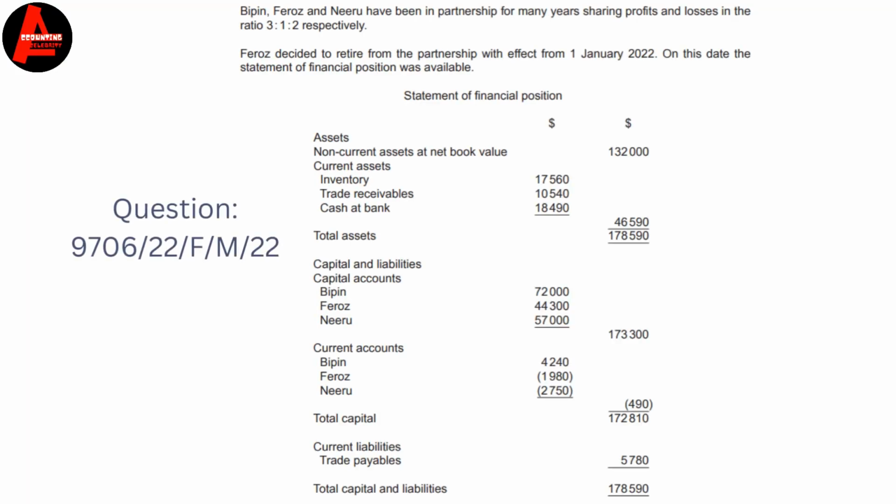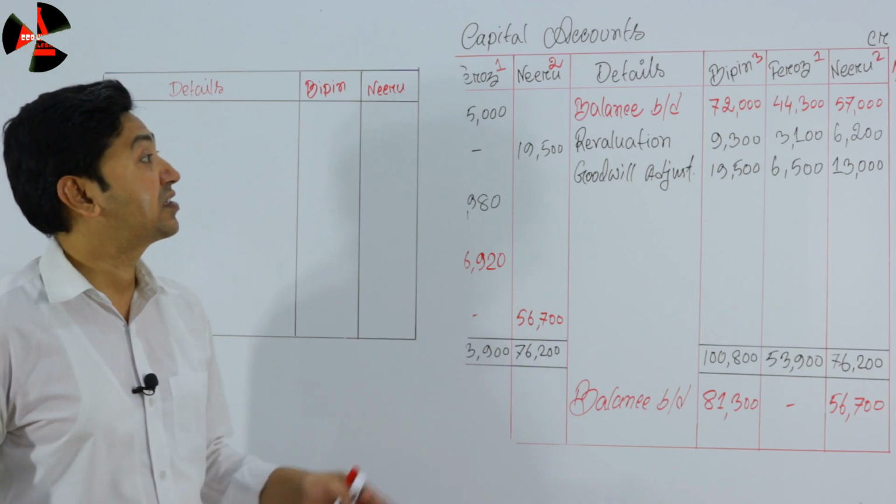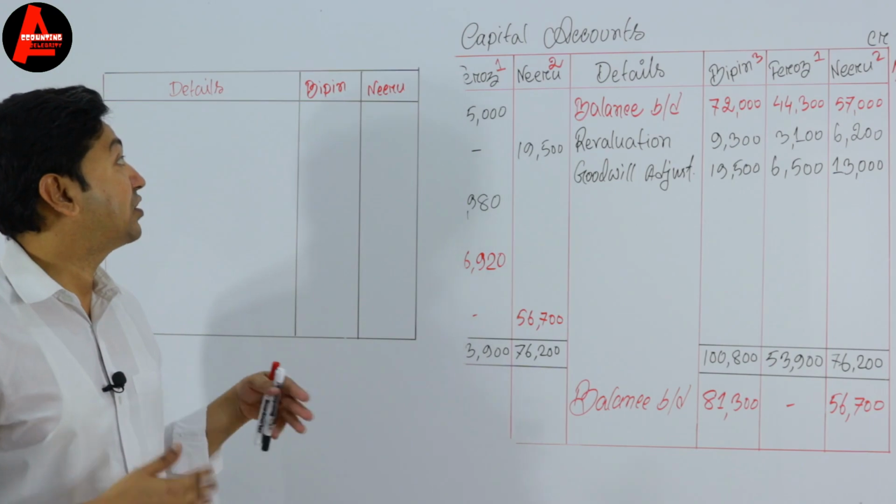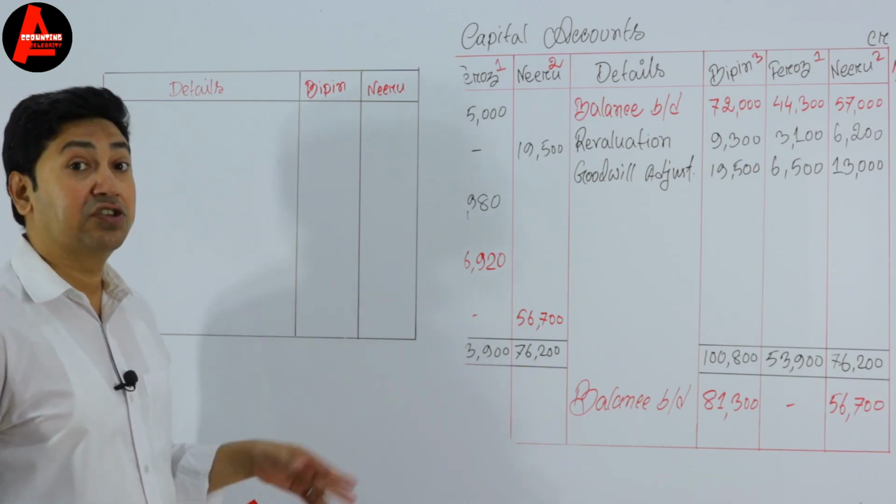So here we see Bipin, Feroz and Neeru have been in partnership for many years, sharing profit and losses in the ratio of 3:1:2 respectively. Feroz decided to retire from the partnership with effect from 1st January 2022. On this date, the statement of financial position was available. Here you see the statement of financial position and we have some adjustments. From these we have already prepared this capital account. Now in the second part we will check how much the new partner, Neeru, has to introduce.